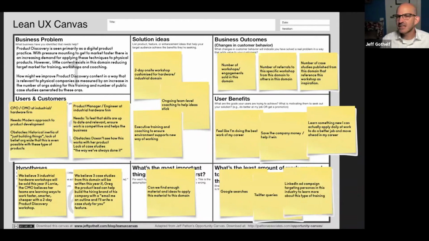Here's another slightly bigger effort, right? To do this, I could do a LinkedIn ad campaign targeting my personas in this industry to learn more about this type of training, right? So if you've ever done any advertising on LinkedIn, you can target very explicitly who you want. So I could look for chief product officers and chief marketing officers at industrial manufacturing companies of a certain size. And I can say, hey, do you need help discovering product? Have you done product discovery? And just seeing who clicks through to my landing page, collect some survey results, and then decide what to do with that effort. Now, again, this is just a sample, right?